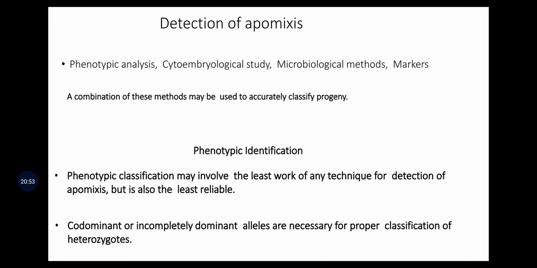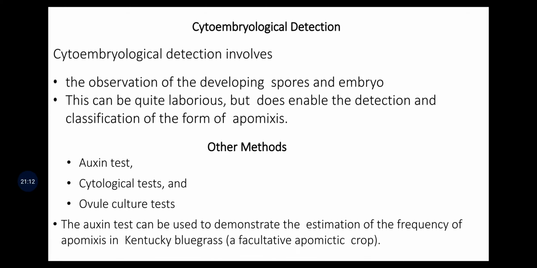First one is phenotypic analysis or identification. Here, the phenotypic classification may involve the least work of any technique for detecting apomixis, but is also least reliable. Codominant or incomplete dominant alleles are necessary for proper classification of the heterozygotes. Phenotypically, whenever the process of embryo development is deviating or there is a polyembryonic kind of condition, we can easily detect that it may be apomixis.